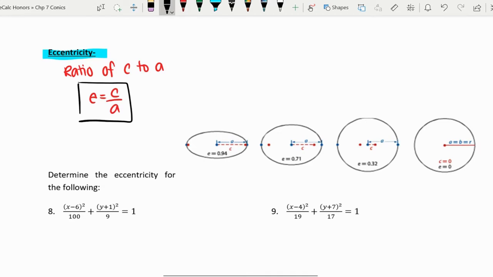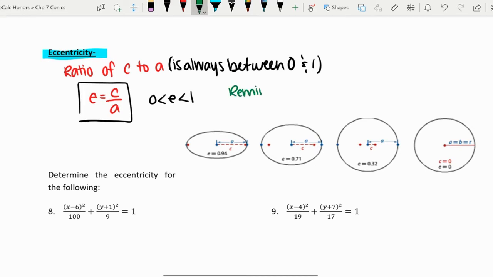Now, because of this, it's always going to be between 0 and 1 for an ellipse. So I'll say over here, e is greater than 0 and less than 1. And that's because of the relationship between c and a. Remember, in an ellipse, we have a squared equals b squared plus c squared. So a always has to be larger than c. And down here, we've got a little demonstration of this.